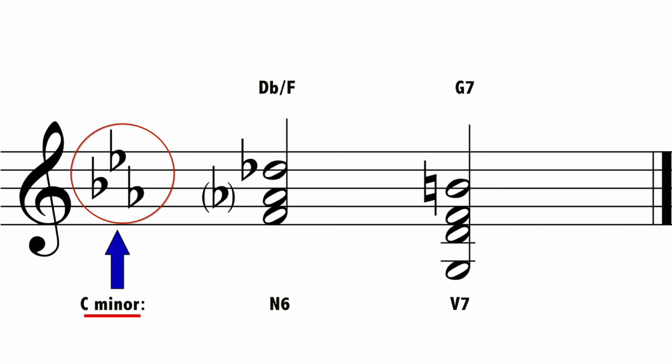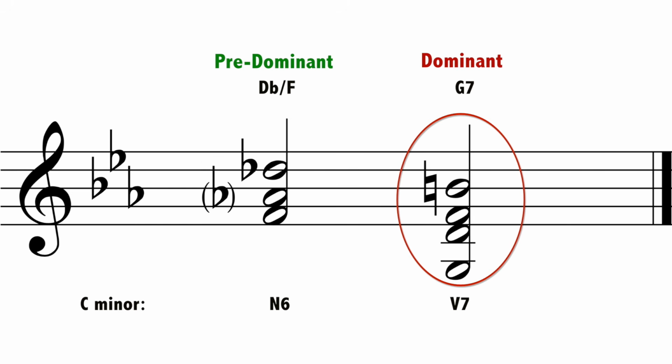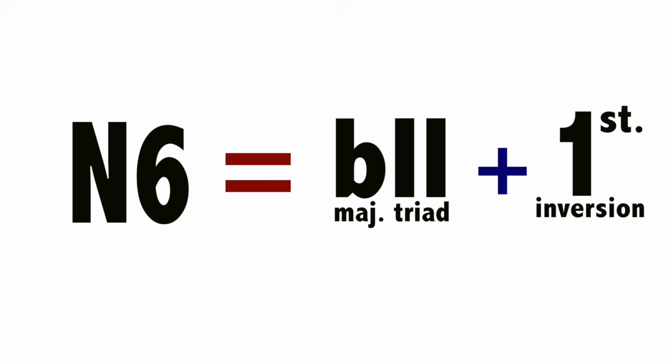So what is this chord? Traditionally used in minor, the Neapolitan 6 is a predominant chord, meaning that it comes before a dominant harmony, which 99% of the times will be a V7 chord. Essentially, the Neapolitan 6 is a flat 2 major triad in first inversion.